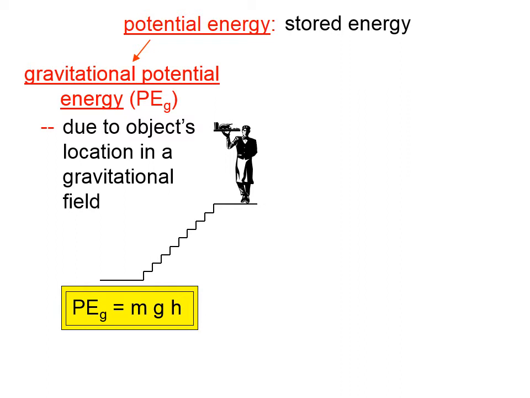m you're already familiar with. It's the mass of the object in kilograms. g you're already familiar with. It's the acceleration due to gravity, which on Earth will be 9.81 meters per second squared.